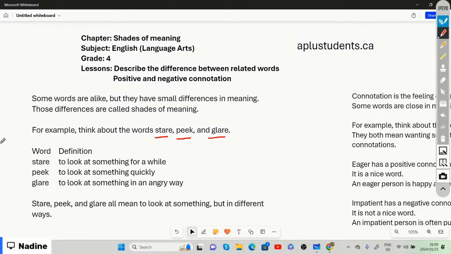And if you look at all three of these words, which are stare, peek, and glare, all three of these words mean to look at something. So it's basically to look at something in just a different way. Because to stare is to look at something for a while, to peek is to look at something quickly, and to glare is to look at something in an angry way. So all three of these words mean to look at something, but in different ways.